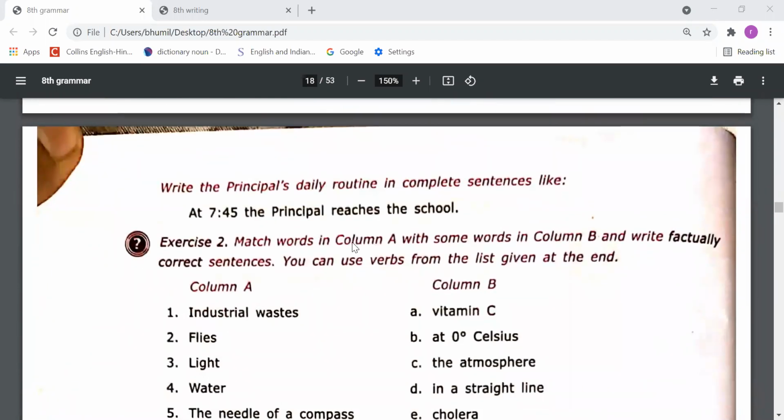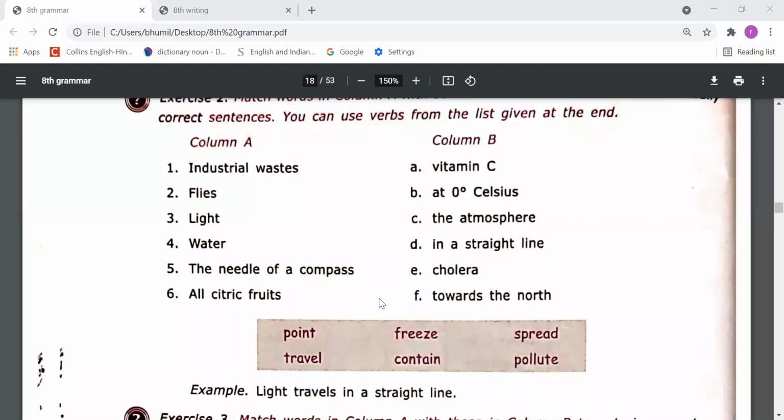Now let's come to the second exercise. Match words in column A with some words in column B. Write factually correct sentences. You can use verbs from the list given at the end. So dear friends, you can see that some words are written here, and some verbs are also written here, like point, increase, spread, travel, contain, pollute. Some phrases and words are written here. So you need to match the phrases from column A with column B, and you can even use some verbs too.